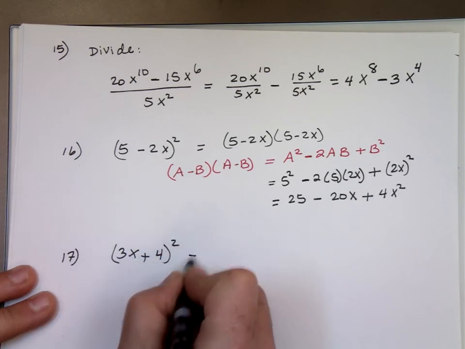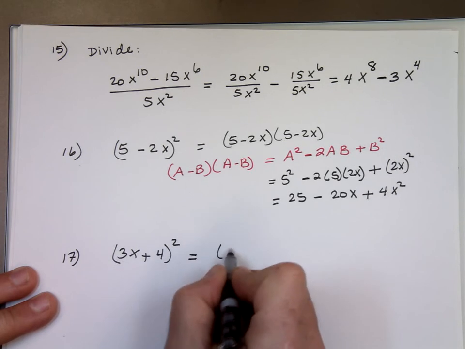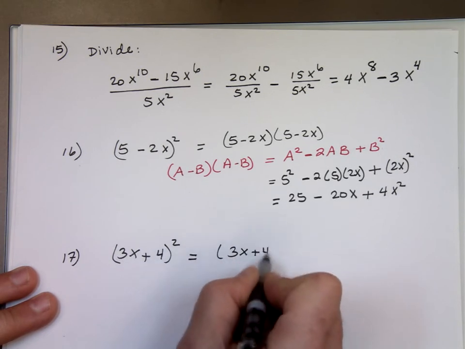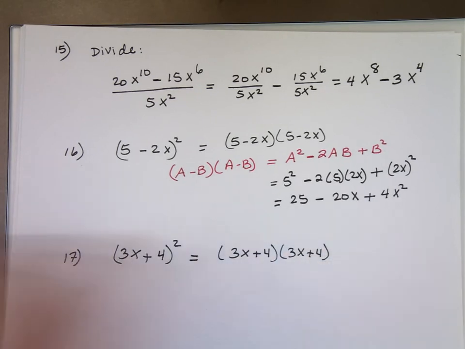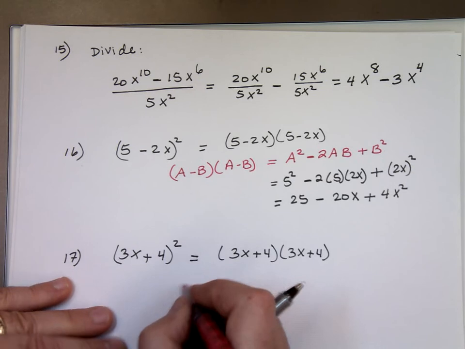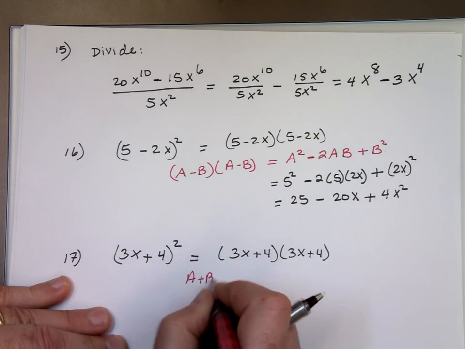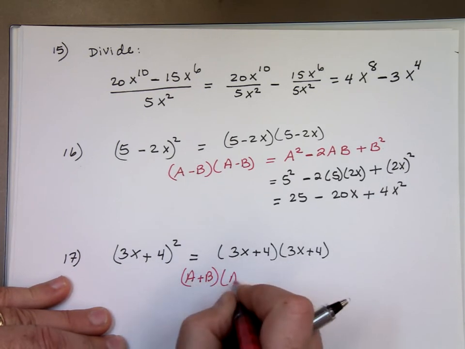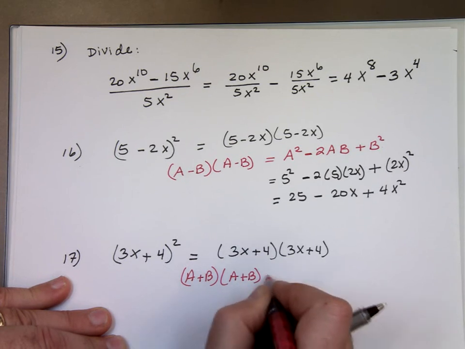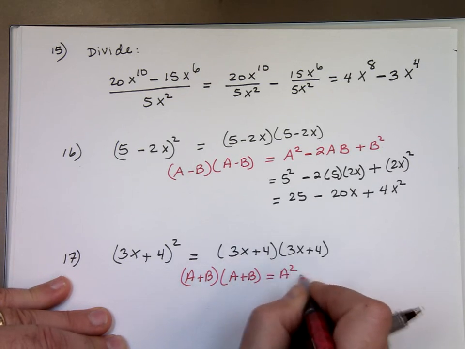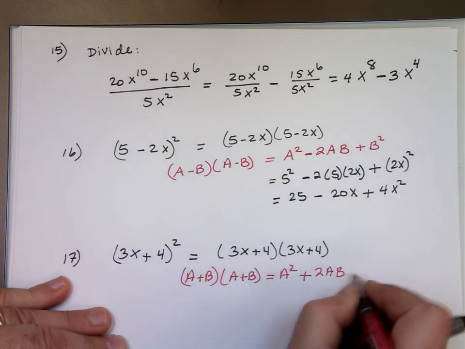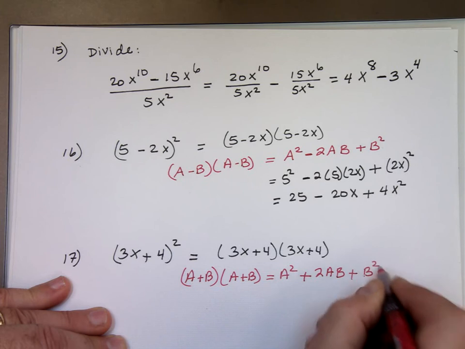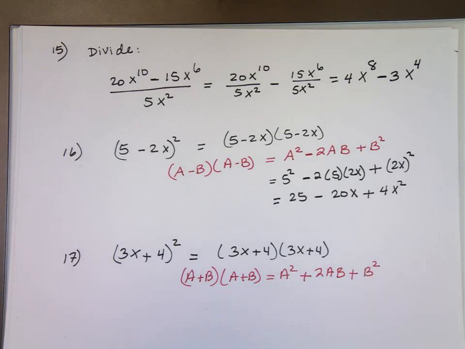This one again, you can break it down: 3x plus 4, 3x plus 4. And again, we have a shortcut for this. It says a plus b times a plus b, square the first, plus 2 times the first times the second, and square the second one. Just like the one above it, the only difference, instead of a minus, we have a plus.